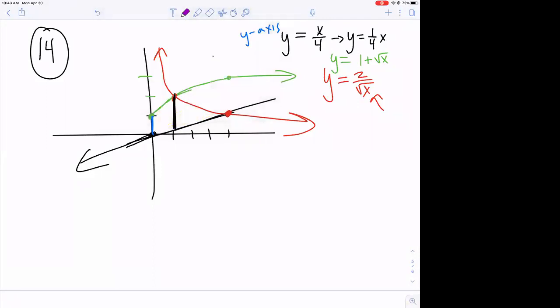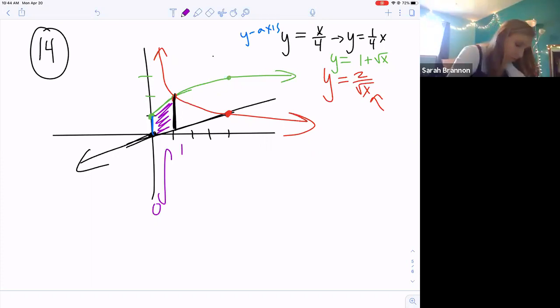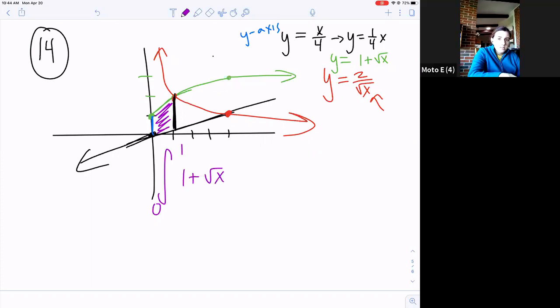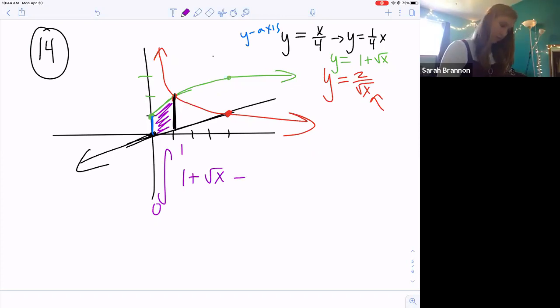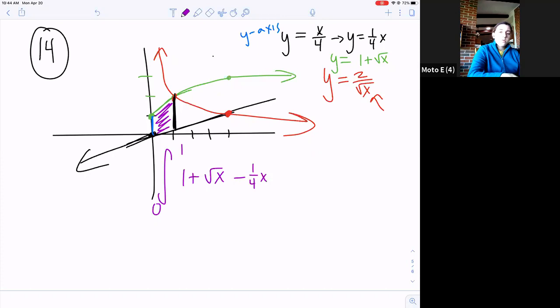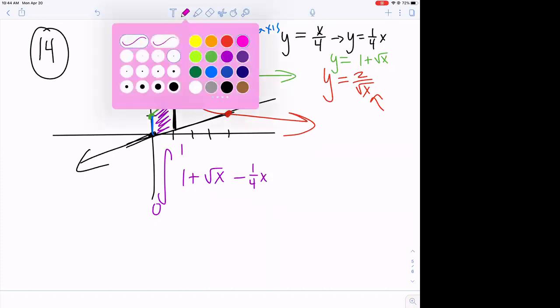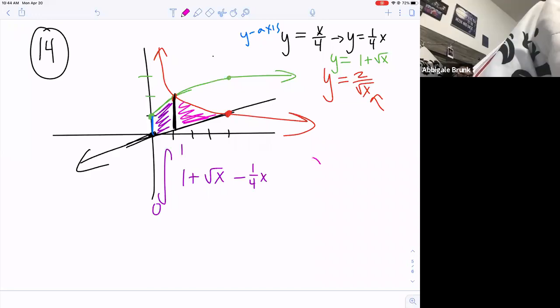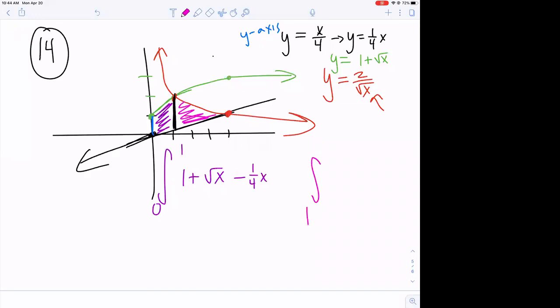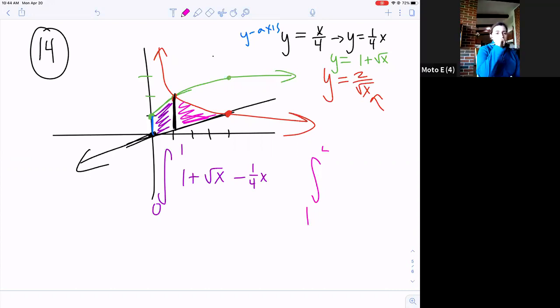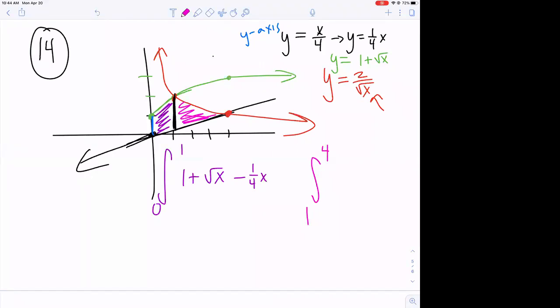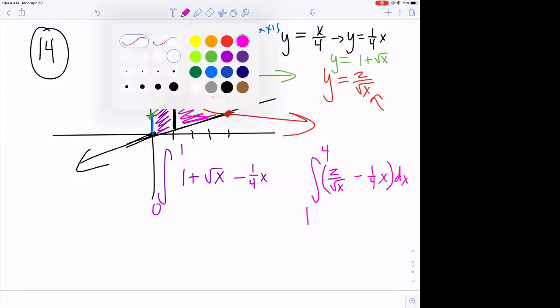So here we go. If we find this guy first, what are our bounds and what's on top and bottom? 0 to 1. Nice. 1 plus root x is on top, and then the bottom is x over 4. Nice. And then the second region is the integral from 1 to 4. Nice. And then 2 over root x minus x over 4. All right, this is a great way to finish out homework, friends. I'm feeling great.